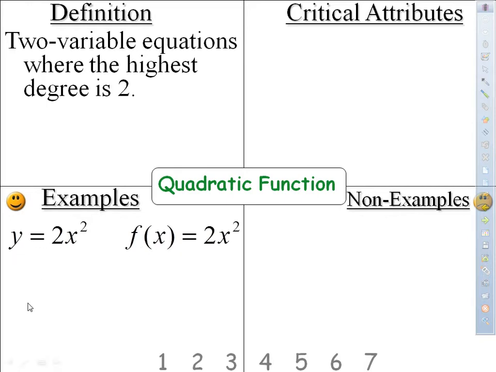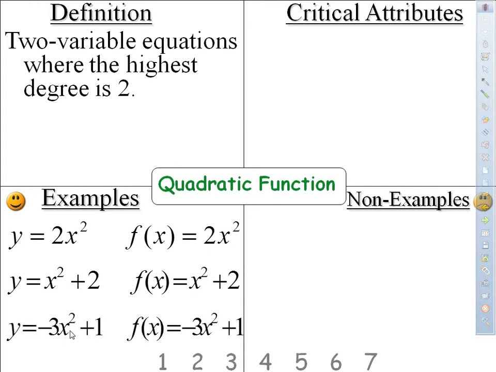You guys see that? Look at this next example. Y equals x squared plus 2, and this one is f of x equals x squared plus 2. Why? Because it's indicating that it's a function. Next one. Y equals negative 3x squared plus 1, and this one is f of x equals negative 3x squared plus 1. Non-examples: y equals 3x plus 5, and y equals x cubed plus 9.